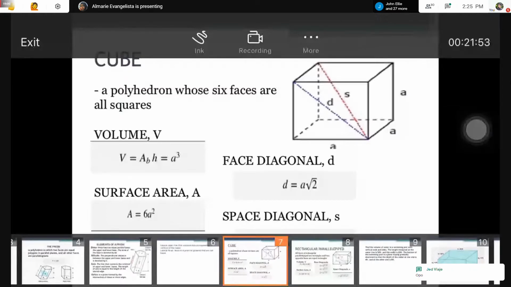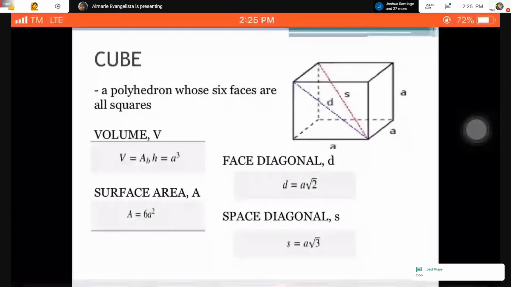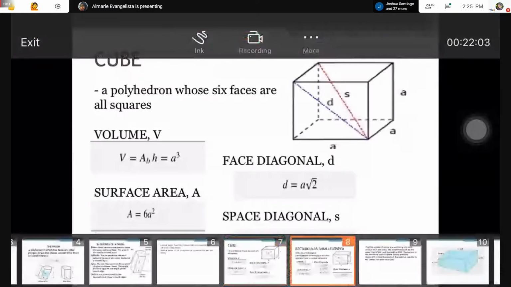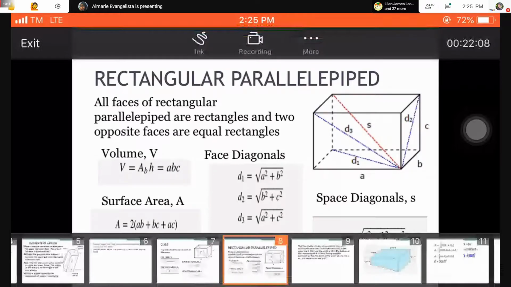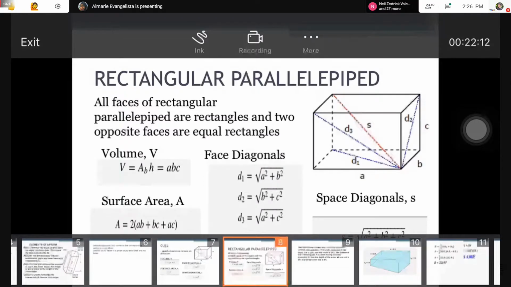Next is rectangular parallelepiped. So, all faces of rectangular parallelepiped are rectangles and two opposite faces are equal rectangles. So, mapansin nyo, yung meron dalawang rectangle na equal sa isa't isa. And ang tawag doon is rectangular parallelepiped.